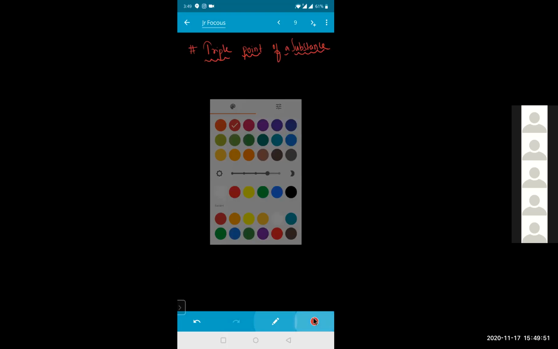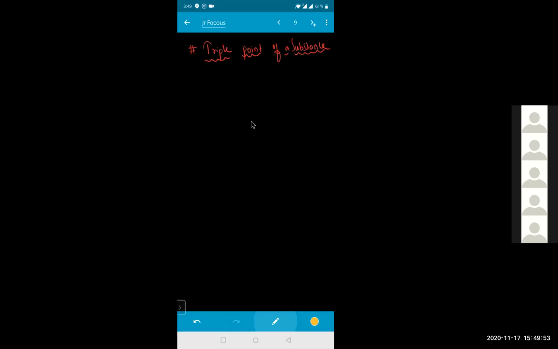Quickly, the next one is the triple point of water, or triple point of a substance. First, triple point of a substance. Important point, beta. Very, very important point. So try to concentrate on this one right now. Triple point is nothing but, beta, the pressure and temperature at which the substance can exist in all the states.